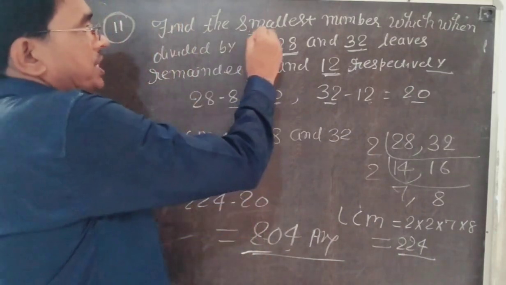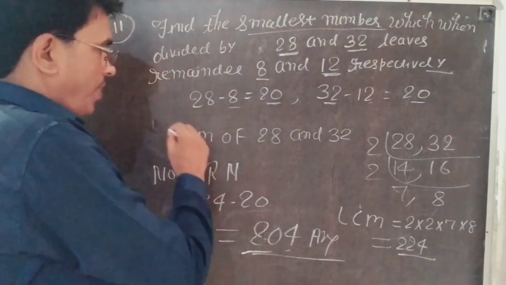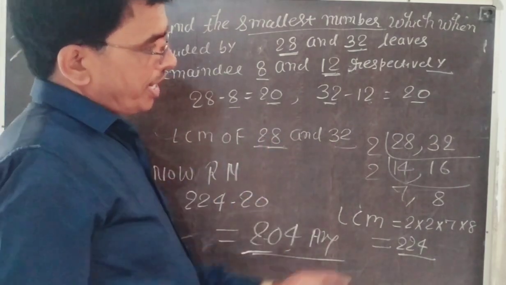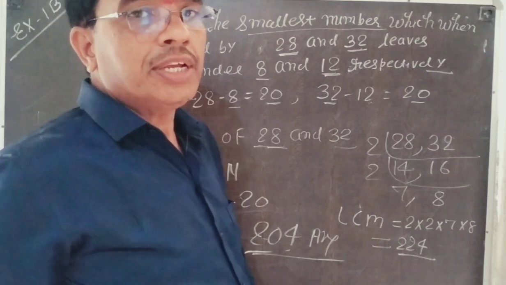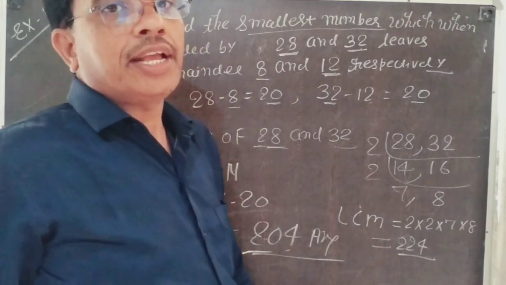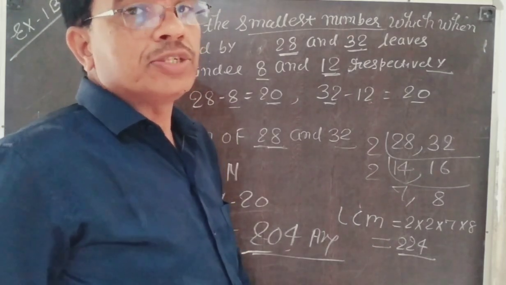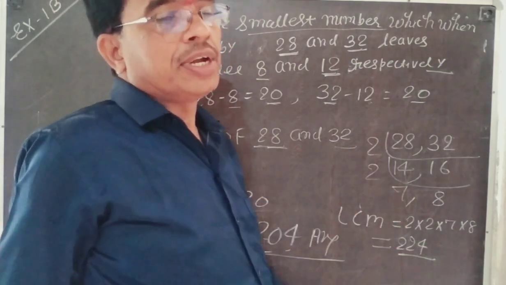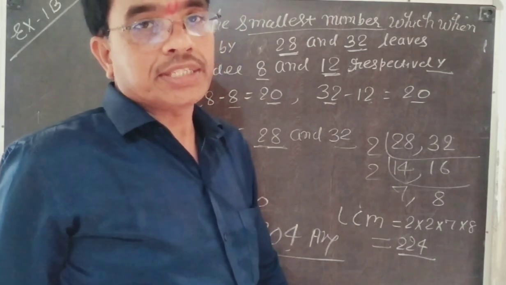Now the smallest number is asked for. So find the LCM of these two numbers, that is 28 and 32. LCM is always solved by the usual methods, like in your previous and junior classes. So always find the LCM by these methods. It is not compulsory to use the prime factorization method here.